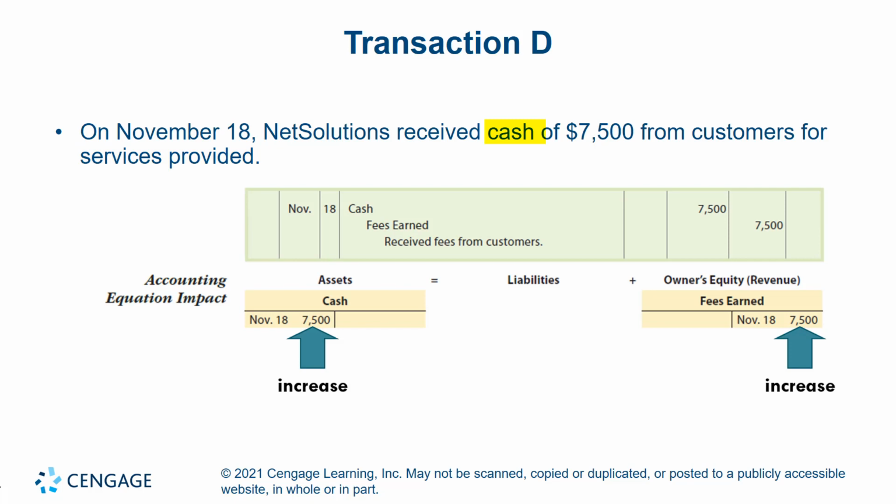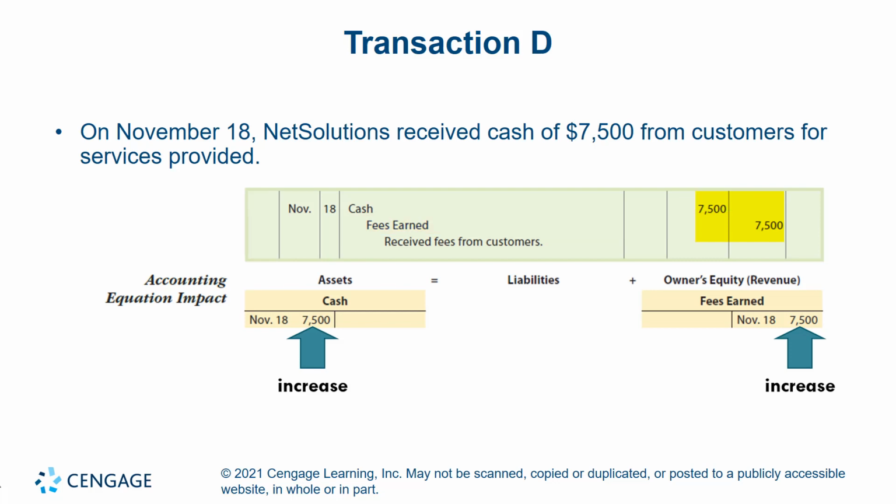Right away, we know cash is the account to use. That's obvious. Cash increased, and cash is an asset. We record the increase of an asset on the debit side. The other account must then be a credit. But what account is that? Well, customers were provided services, so a revenue was earned. We call it the account fees earned, and we record fees earned on the credit side for the increase of revenue, $7,500.